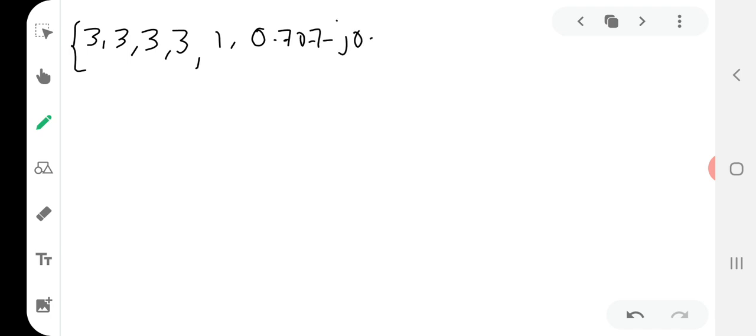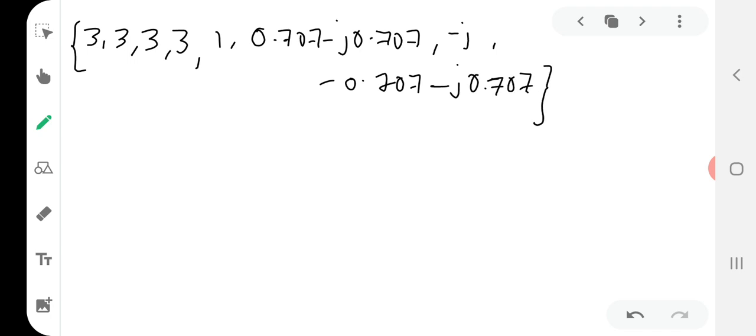Next, second step. Here we got the input sequence 3 3 3 3 and then 1, then 0.707 minus j into 0.707, next value minus j, then minus 0.707 minus j into 0.707. This is the value. Then in the second step we have the factors W 4 raised to 0, which is 1, and W 4 raised to 1, which is equal to minus j.